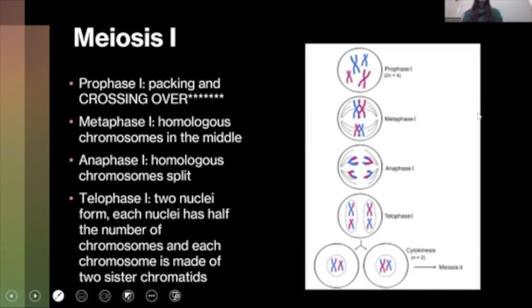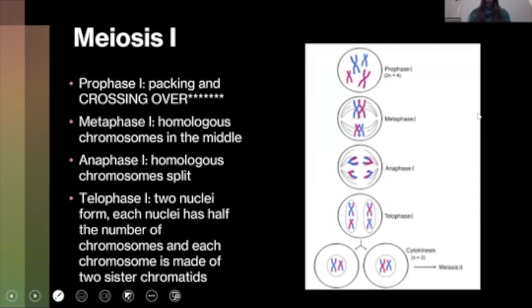So prophase 1, we know that the chromosomes are packing, and crossing over happens in this stage as well. It is very, very important that you guys remember that crossing over happens in prophase 1 of meiosis 1. So make sure you have that fact down, and in the next slide, I'm going to draw a little bit about crossing over for you guys. So we're going to put a pin in that.